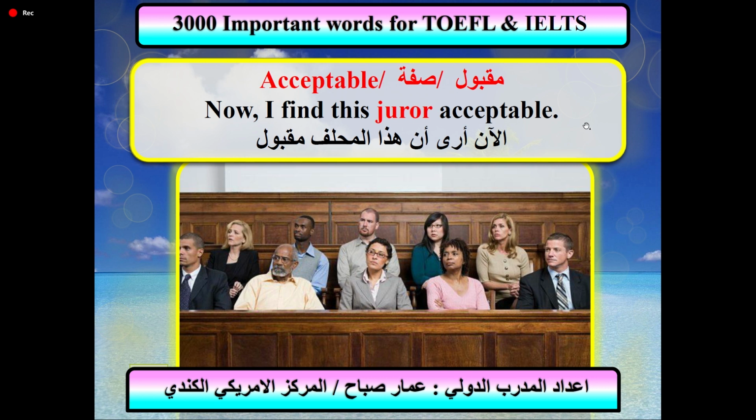We have also acceptable, it means maqbool. Acceptable is an adjective. We say your project is acceptable. The manager said to me your new idea is acceptable. Acceptable is an adjective we use to describe the subject or object, and we can put is, are, am, was, were before it.